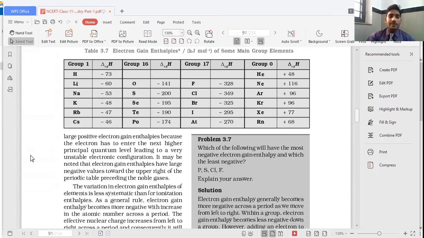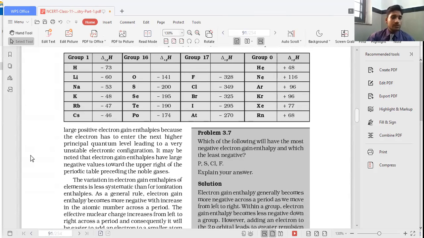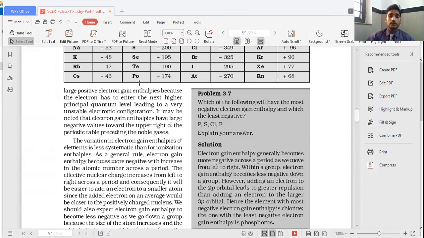This is a chart representing different electron gain enthalpy values. Just have a look at it, it is okay, you need not learn these values. The electron gain enthalpy values of noble gases are all positive and highly positive. These large positive values are because the electron has to enter the next higher principal quantum level, leading to a very unstable electronic configuration, right?